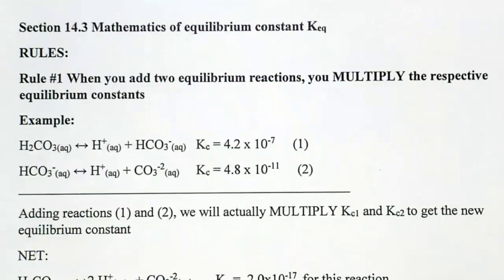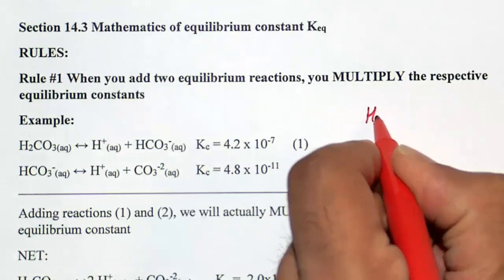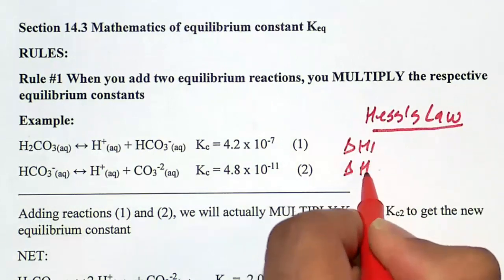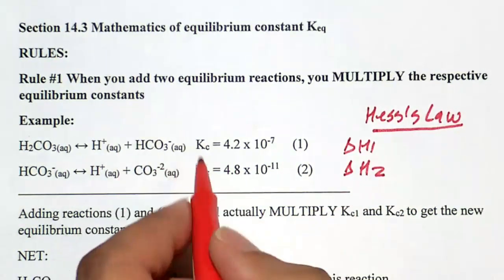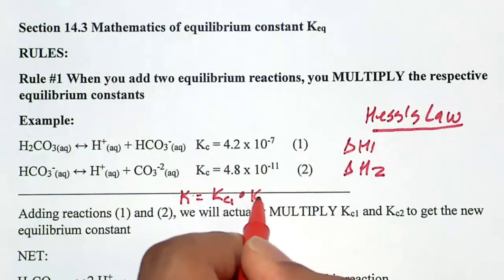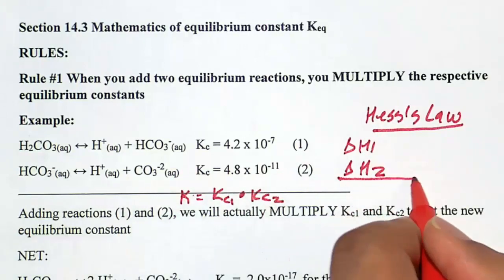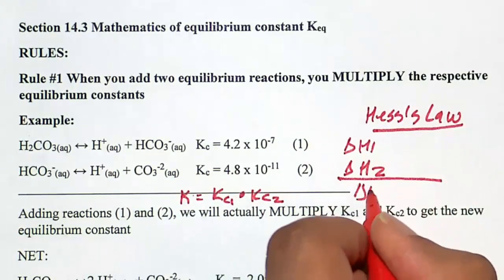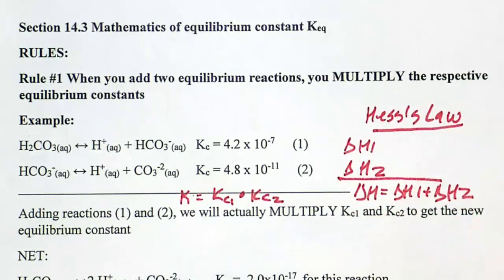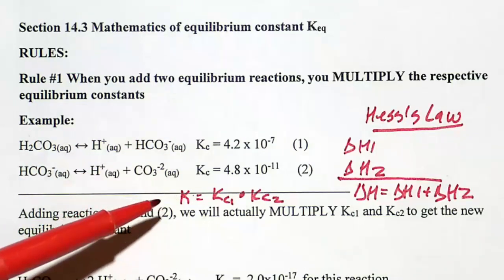When you add two reactions, you actually multiply their equilibrium constants. Remember in Hess's law, as a comparison, you're given delta H1 and delta H2. For the equilibrium constant, you're going to multiply. So the new K is going to be Kc1 times Kc2. This is in contrast with Hess's law, where the new delta H is going to be delta H1 plus delta H2. So the equilibrium constant has different rules than your thermodynamic parameters.